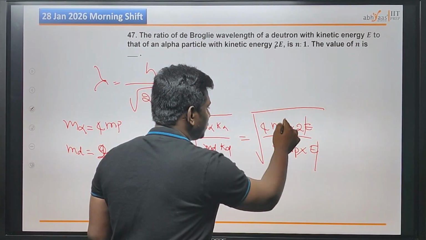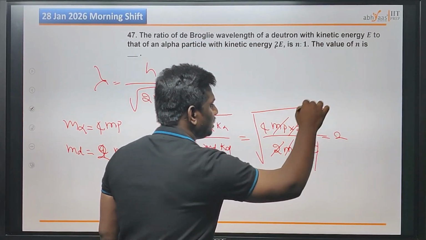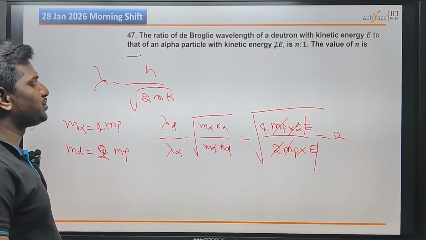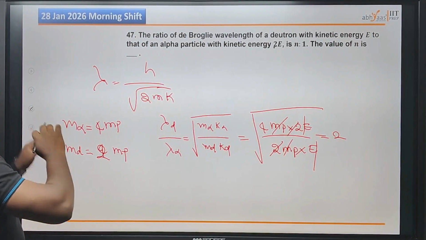E gets cancelled, mass of proton, and 2 gets cancelled, you will get 2. 2 is to 1, that is 2 is to 1, n value is nothing but 2.